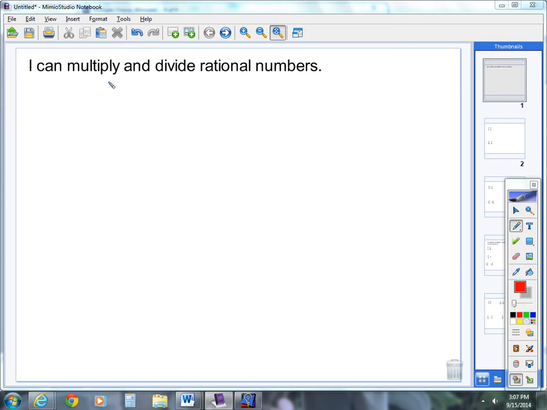Notice I don't have positive and negative rational numbers listed in the I can statement, and that is because positive and negative numbers are included in rational numbers. So when I simply say rational numbers, I am including all positive and negative integers, whole numbers, natural numbers. I'm also including all decimals that either repeat or end, and I'm including everything that can be written as a fraction.